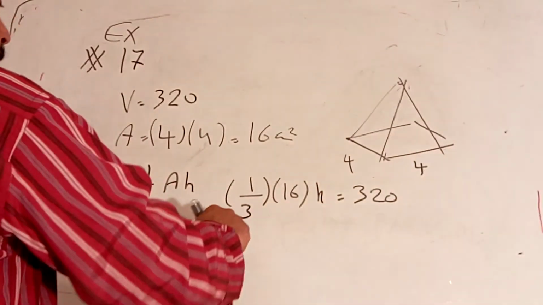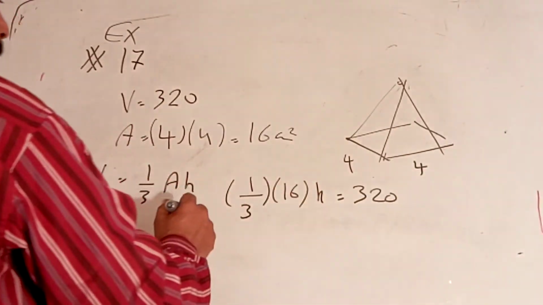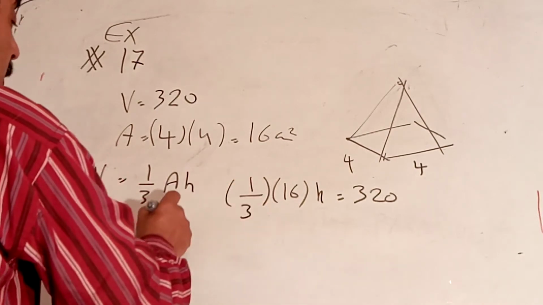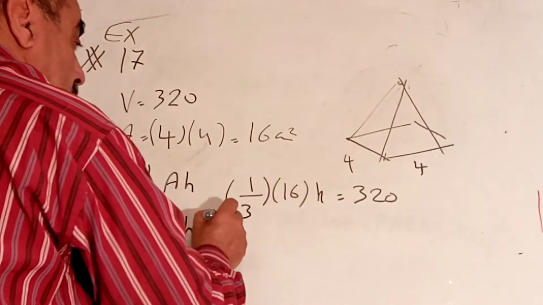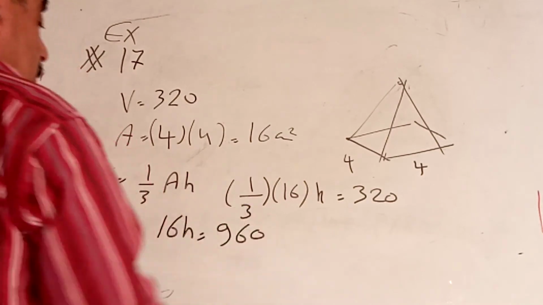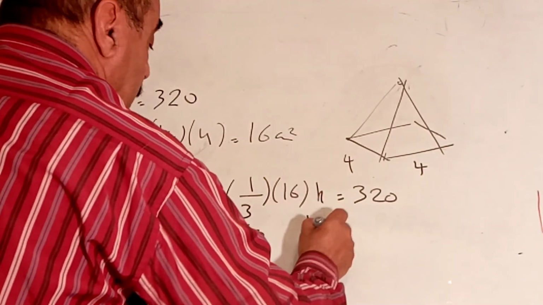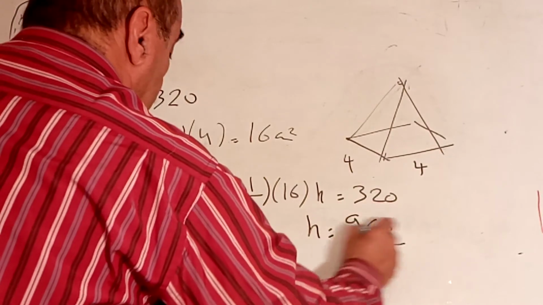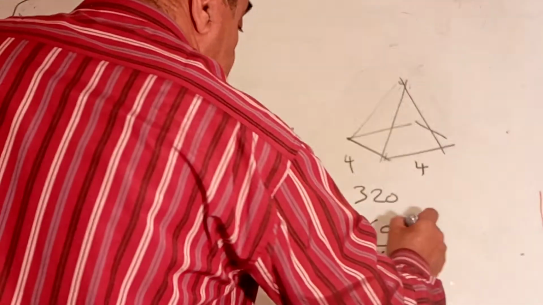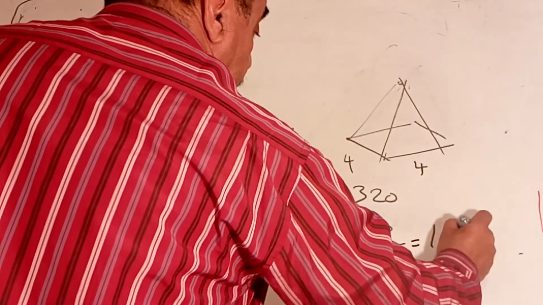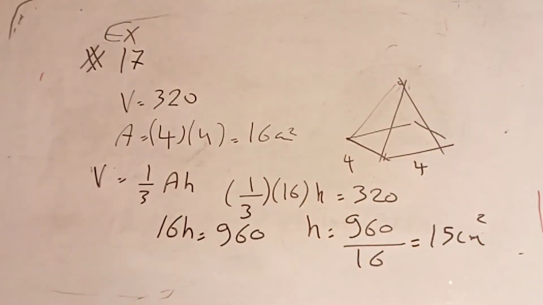So how do you get rid of this 3? Just multiply it by 3 on both sides. So if we multiply by 3 here, it will be 16H equals, this multiplied by 3, this will be 960. So H will be 960 divided by 16, which is 15. Okay? Take a look before I erase.